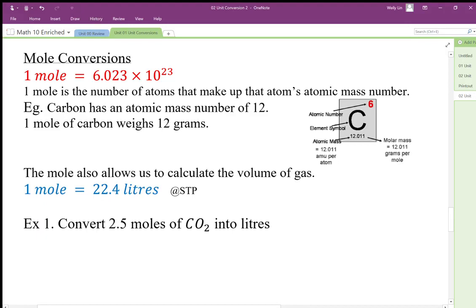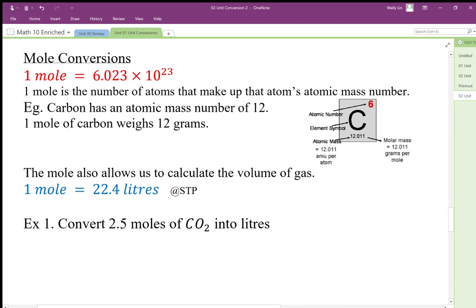So that's one of the equalities, that is, 1 mole equals this many atoms. Okay, so it's a measurement of the number of atomic particles. And it also allows us, this is a secondary part, to figure out the weight of certain elements when we have a standardized measurement of 1 mole.